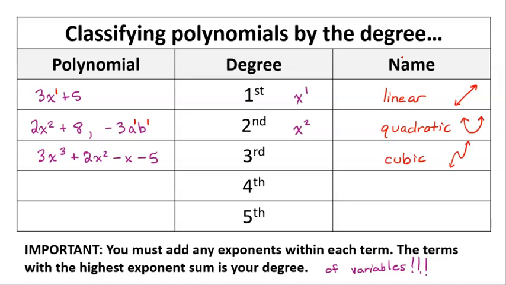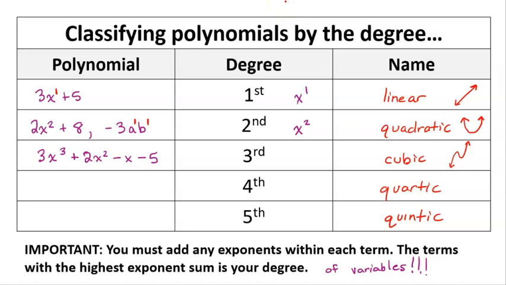And then for fourth degrees, that's going to be quartic. And then fifth degree is going to be quintic. And then they really don't call it anything after that, to be honest. I'm sure they have names, but we're not going to worry about that in Algebra 1. All right, and then there's something else I want you to take note of.